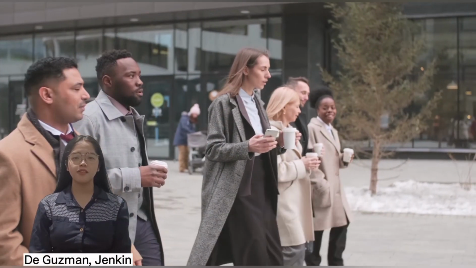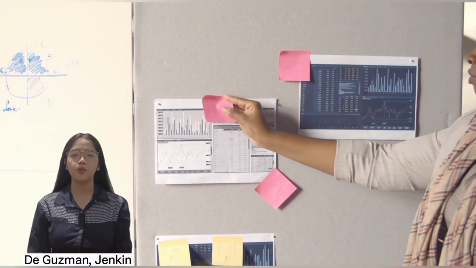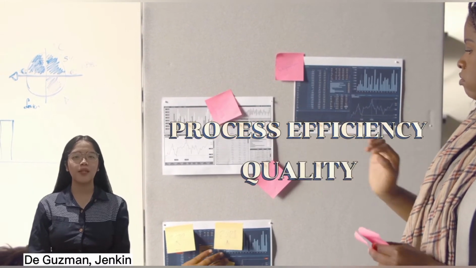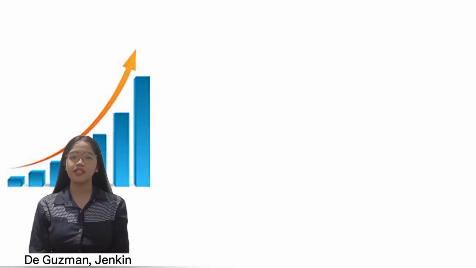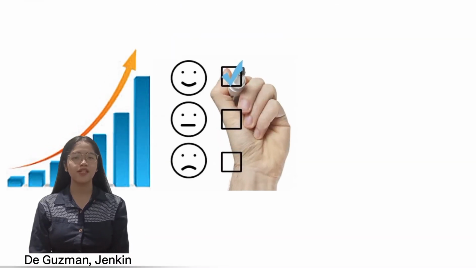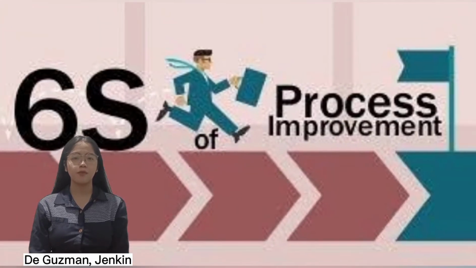In order for a business to prosper, it needs to eliminate weak points in its operation to improve process efficiency and quality. And that is what process improvement is all about. Increased efficiency provides better customer service, and better customer service results to higher revenues. For this to happen, it needs to undergo 6 phases or 6S of process improvement.